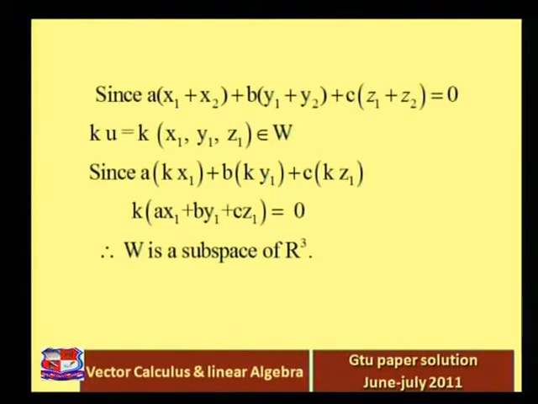And the second condition, k into u, that is equal to k into x1 y1 z1, that also belongs to W. Why? Because k into u is k into x1 y1 z1, that is kx1 ky1 kz1. If you want to prove that vector is in W, we have to check that A into kx1 plus B into ky1 plus C into kz1, that is equal to k into ax1 plus by1 plus cz1, that is equal to 0, that is W is a subspace of R3.